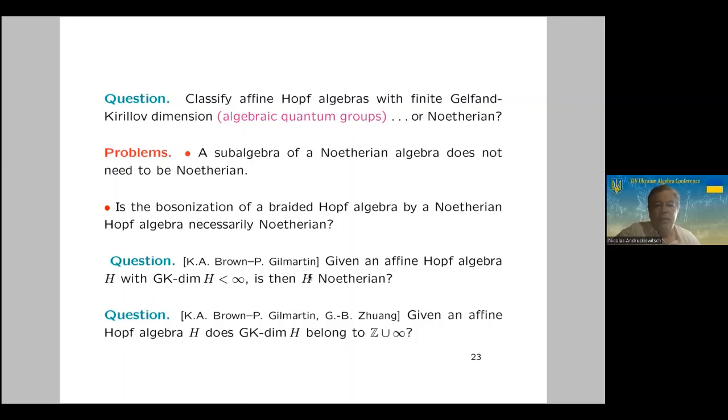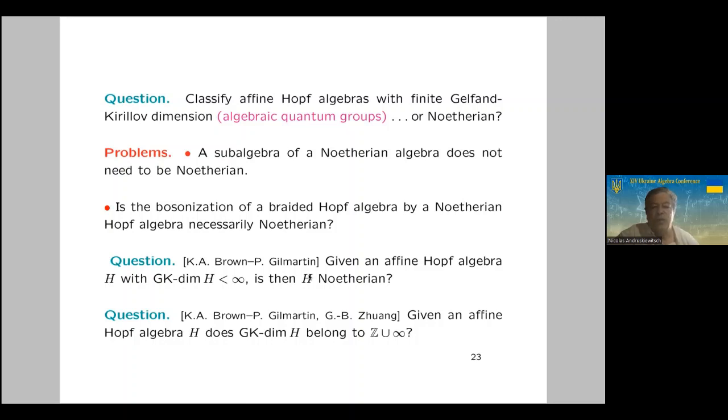It is known that a subalgebra of a Noetherian algebra does not need to be Noetherian, and therefore to implement any method to classify Noetherian Hopf algebras starts with some problems which are difficult to handle. For instance, there is a question whether the bosonization of a braided Hopf algebra, which is Noetherian, by a Noetherian Hopf algebra is necessarily Noetherian again. This is open.